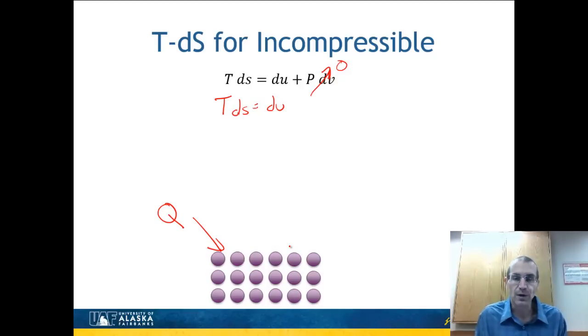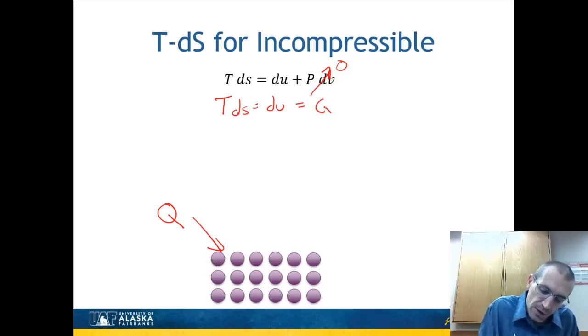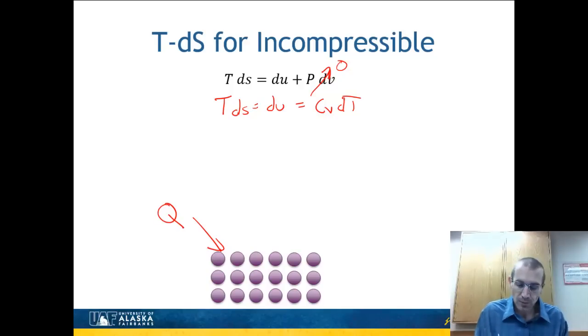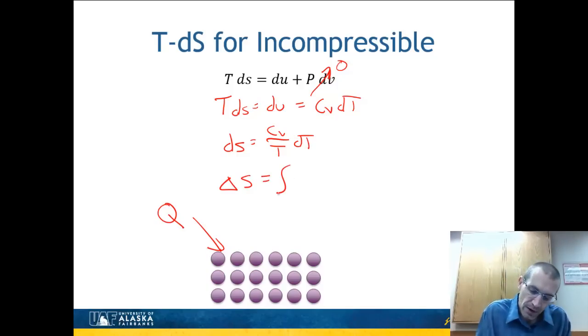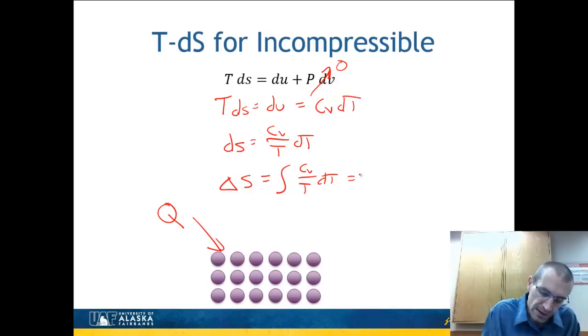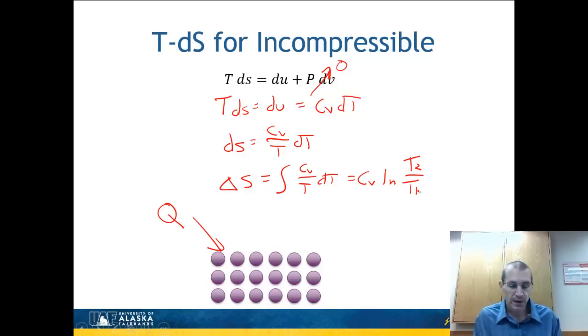And we also know that for incompressible materials, dU is equal to Cv dT. So if I divide through by temperature, I have that dS is equal to Cv over T dT. And this is all in terms of temperature, particularly if I assume a constant heat capacity, I can determine what my change in entropy is. And it's going to be the integral of Cv over T dT. And if Cv is constant, this is simply Cv ln of T2 over T1. So that tells me what my change in entropy is. All I need to know is the beginning and end state temperature.